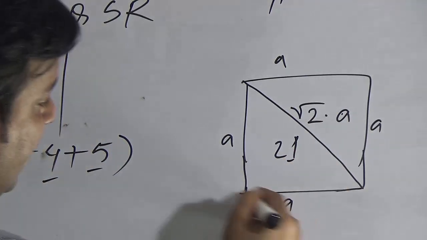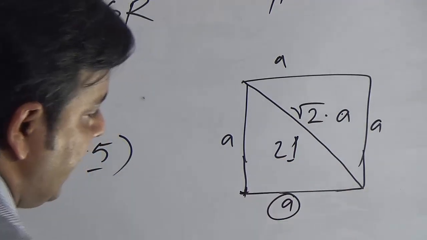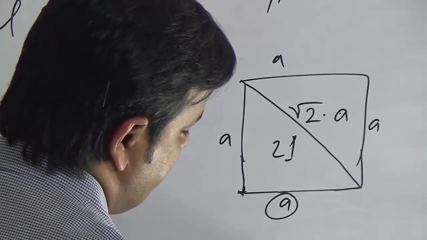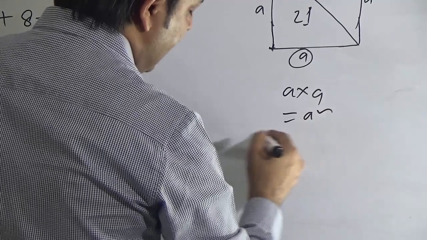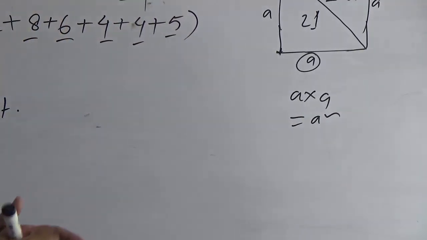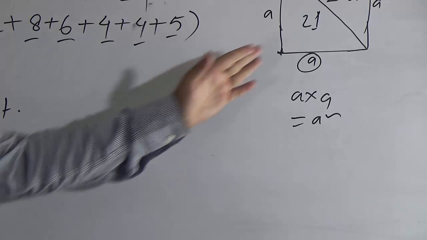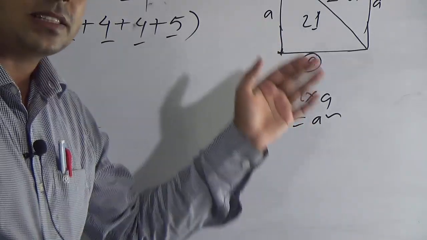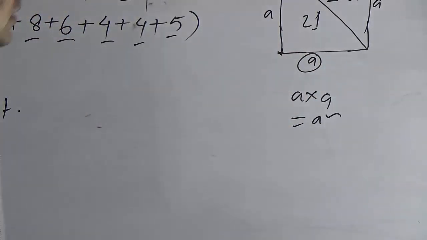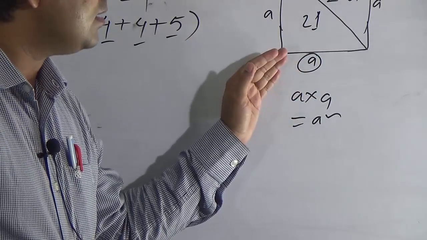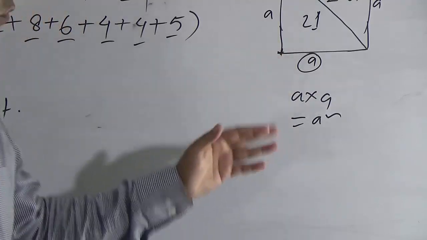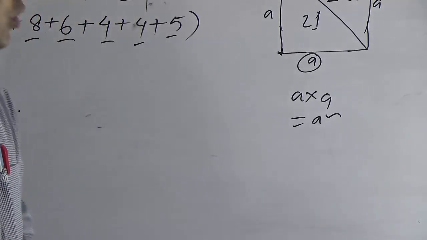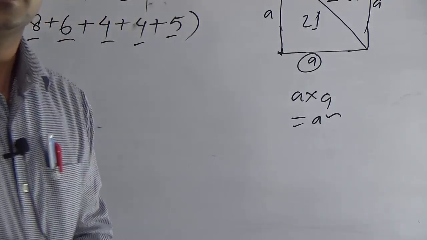So if we consider a side is A, what will be the area of the square? That is product of A and A, means A square. So we can determine a condition, that is A square is equal to 21. From this condition we will get the value of A, it means the length of one side of the square. If we get the length of one side of the square, then we have to multiply that by √2 to get the length of the diagonal.